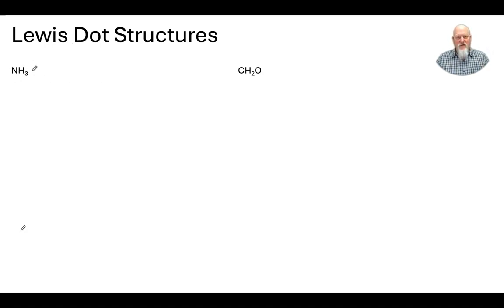NH3 is ammonia. Step 1, count the valence electrons. Nitrogen has 5 valence electrons. Each hydrogen has 1. So 5 from nitrogen plus 3 hydrogens times 1. So 3 times 1 is 3, plus 5 is 8. So this structure has 8 electrons in it.